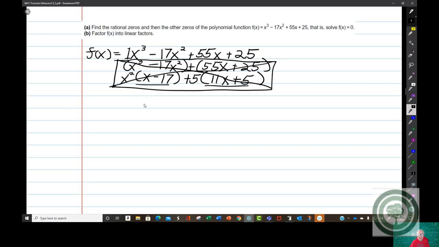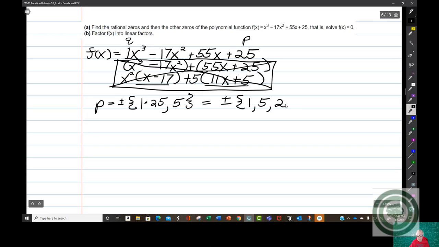All right, so my P is going to be all the factors of 25. And my Q is going to be all the factors of 1. Now, are we going to graduate to a leading coefficient that is not a 1? Yes. But let's take baby steps at first. Okay, so P is going to equal plus or minus 1 times 25 and 5 times 5. So that would just be a 5. So let's just do this the easy way. Or not. 1, 5, and 25.